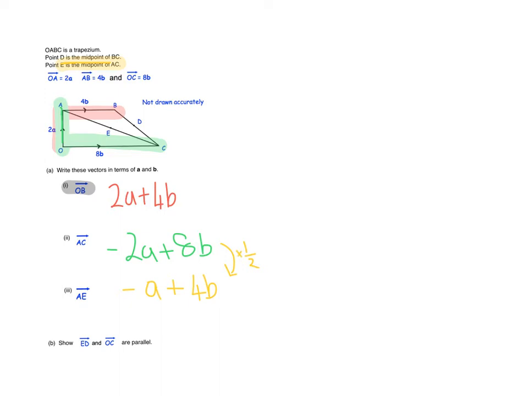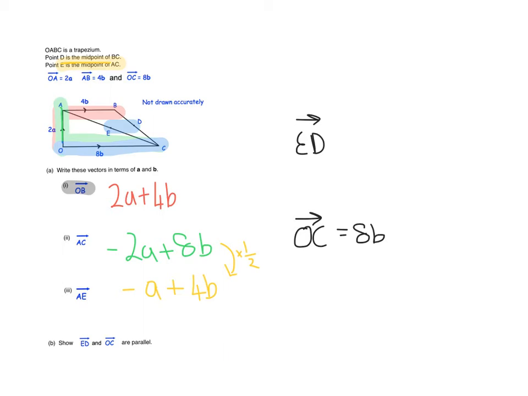E to D and O to C are parallel. We need to show that. So I need to find E to D, and I also need to find O to C, and hopefully they'll turn out scalar multiples of each other. So O to C we've already got is 8B.